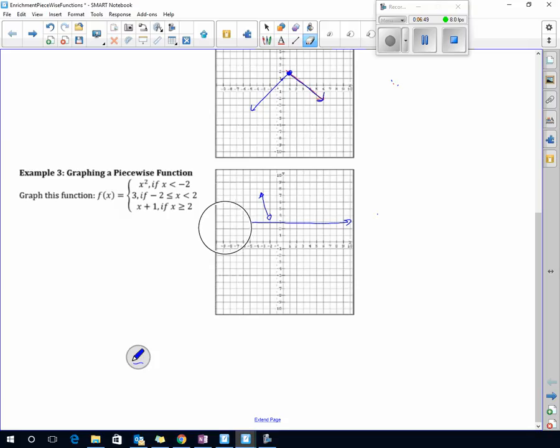So at -2, is the circle filled in? Yes. So I'm going to fill in the circle right here. Notice that they're not the same point. Okay? So I'm not going to fill in this because it doesn't connect, right? And then going to 2, is that filled in or not filled in? Not filled in. So I'm going to go all the way up to there and make a circle right there. Okay, we good so far?